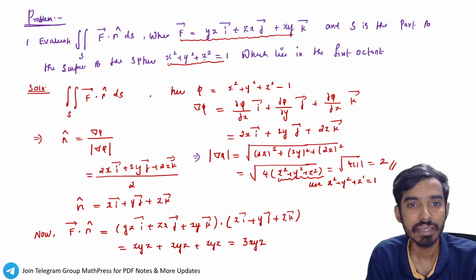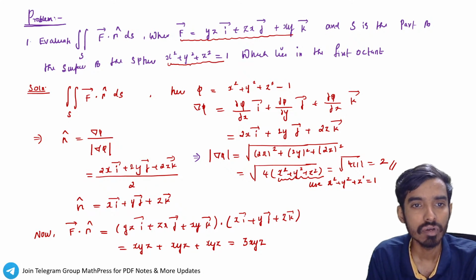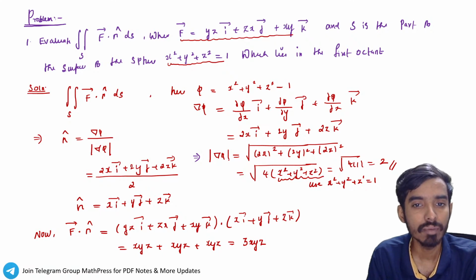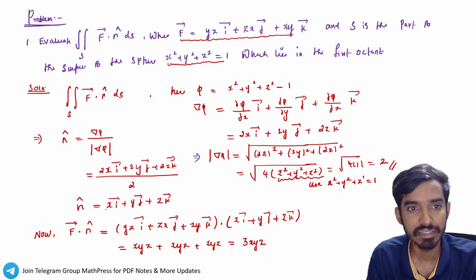So before choosing ds, you just find f vector dot n cap. This is very easy to find. You just take the surface to be equal to phi, find del phi by modulus of del phi, which is n cap, and make a dot product with f. You will have f vector dot n cap ds.